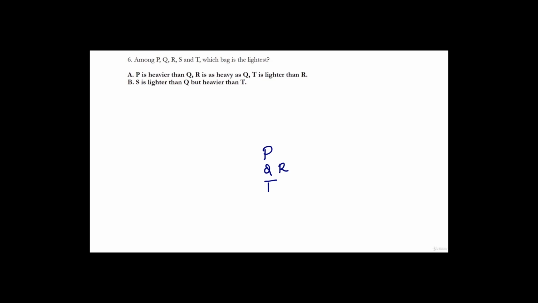S is lighter than Q but heavier than T. That is the second statement. So S is lighter than Q but heavier than T, from which we can determine the order S and then T. So among this order, T is the last one, or it is the lightest one when we arrange it in descending order of weight. So by combining both the statements, we are getting the answer for this question.